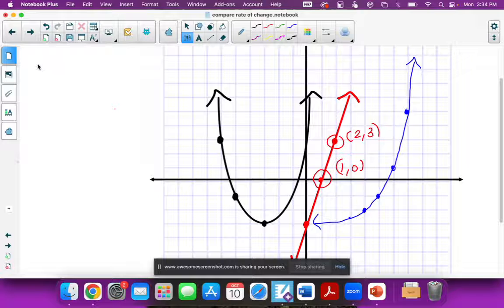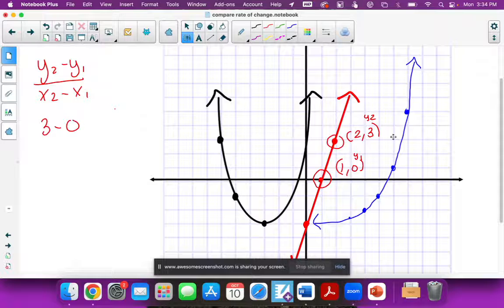Okay, and I'm going to substitute those into my formula. The second y value, we're going to call the 3. That's y2, and that's y1. So 3 minus 0, over 2 minus 1, and that has to be x2 and x1. So that is basically 3 divided by 1. So this has a rate of change of 3.